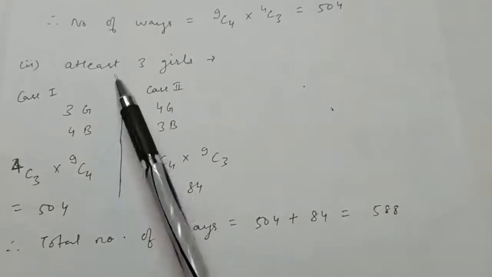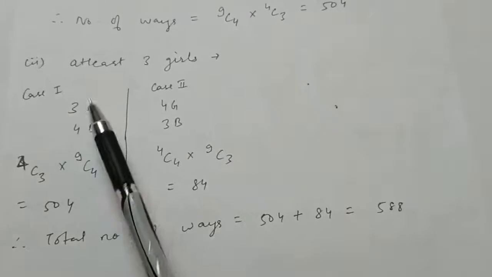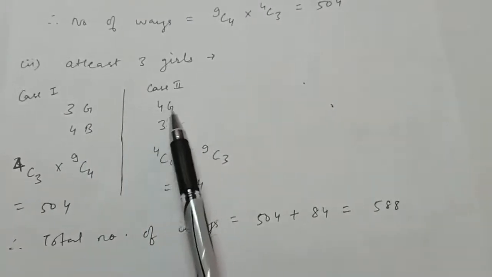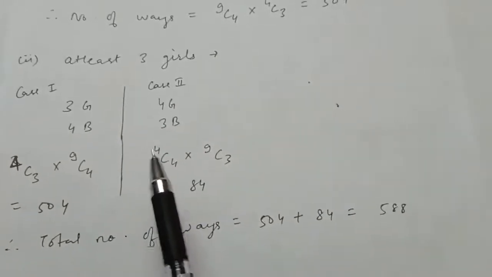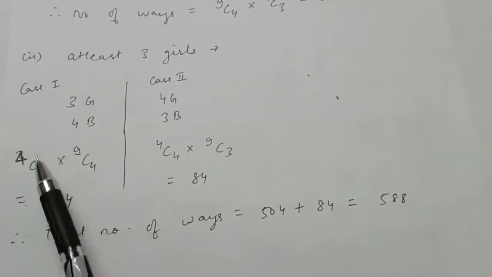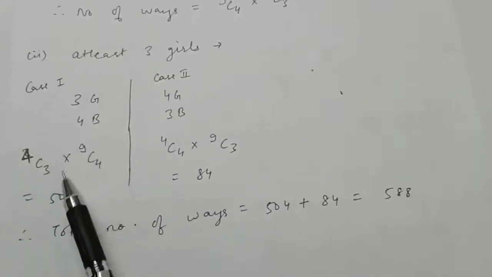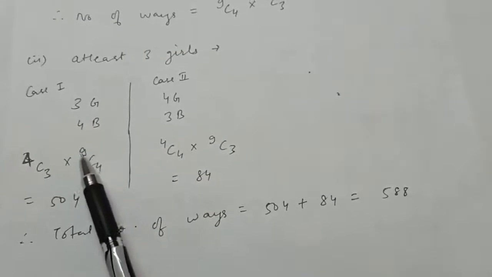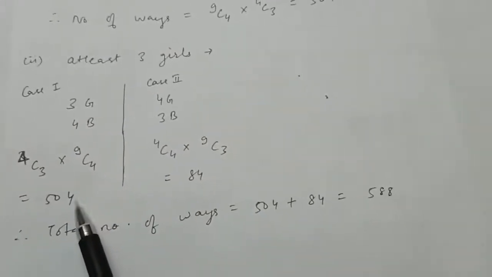And at least means minimum. So the first case is if we take 3 girls, then boys will be 4. And the second case is if we select 4 girls, then boys will be 3, because in total we have to select 7, right? So for the first case, the number of ways will be 4C3, because there are 4 girls and we are selecting 3, into there are 9 boys and we are selecting 4, which can be done in 9C4 ways, right? So you'll get the answer as 504.